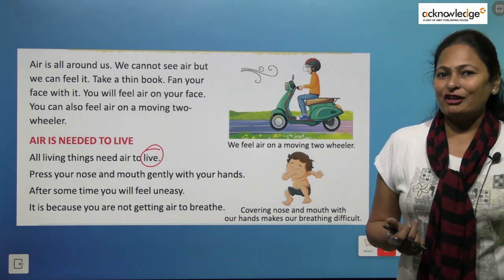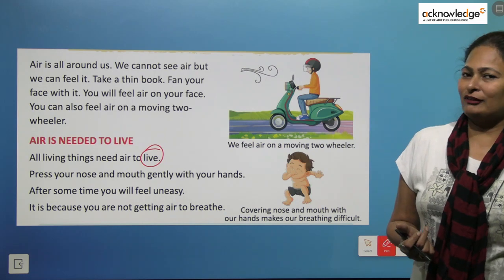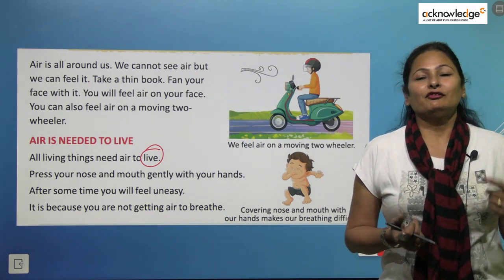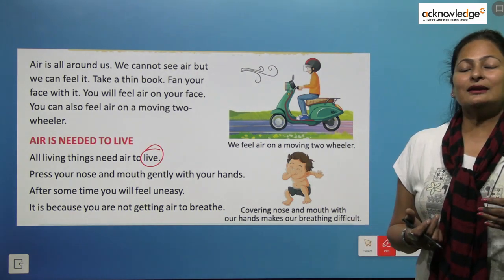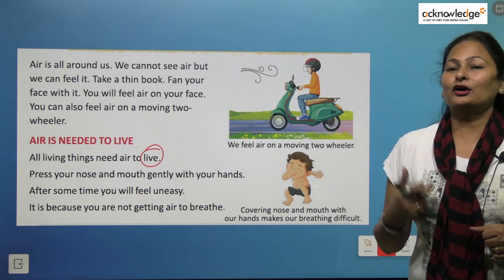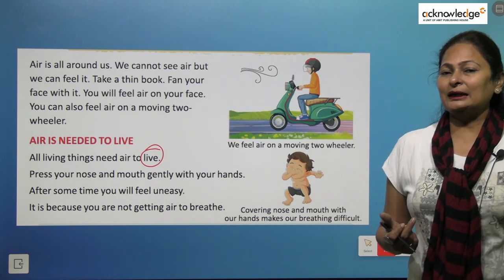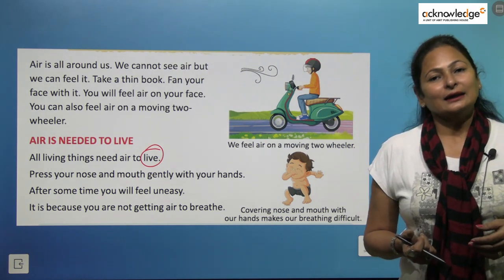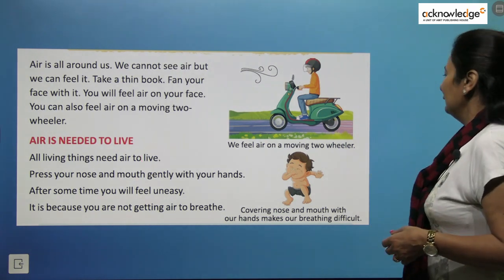And the characteristics of living beings, do you remember the chapter of living things and non-living things? We learned there that all the living things breathe. So air is necessary for all human beings, plants and animals, right?